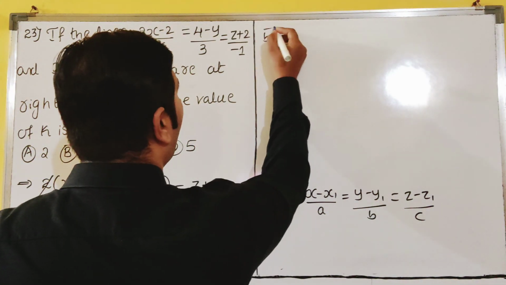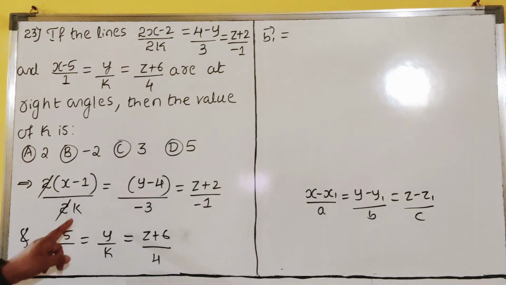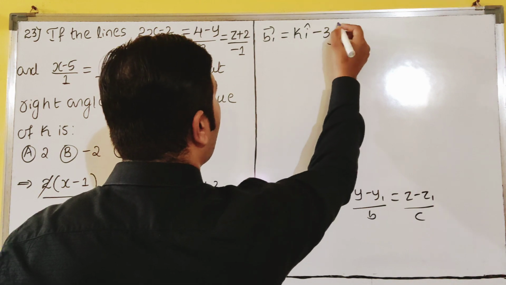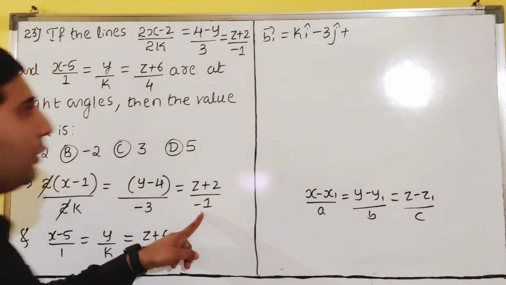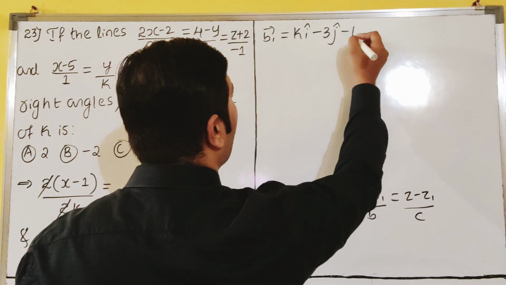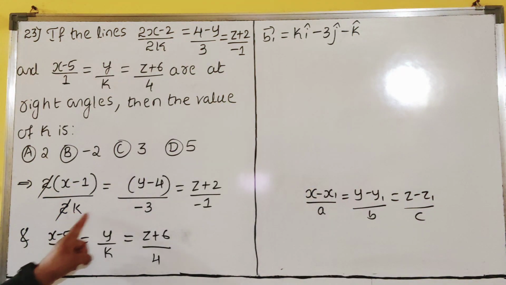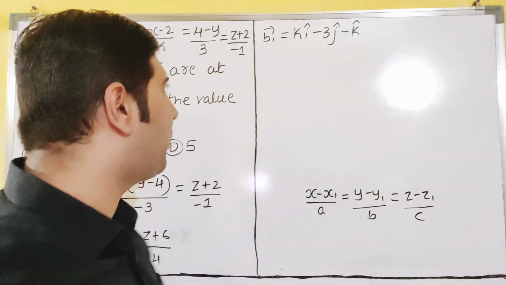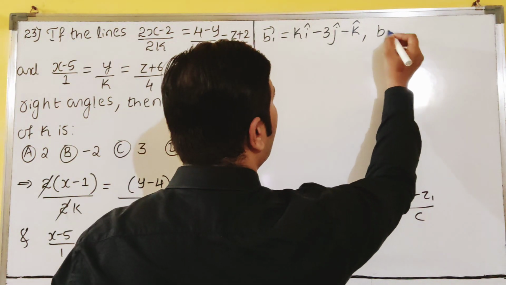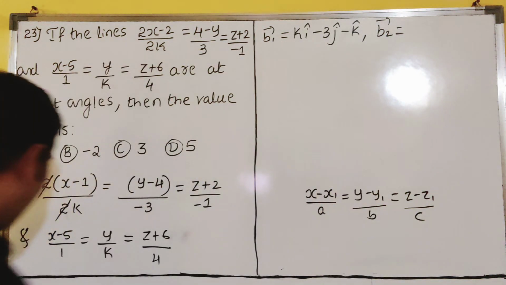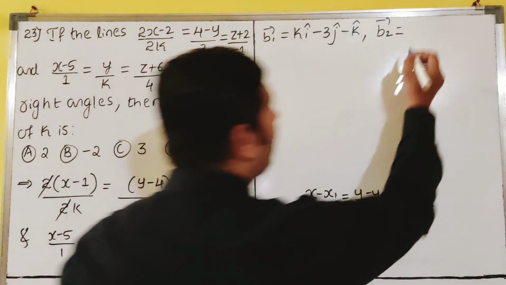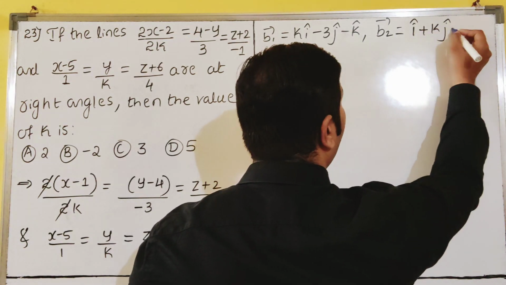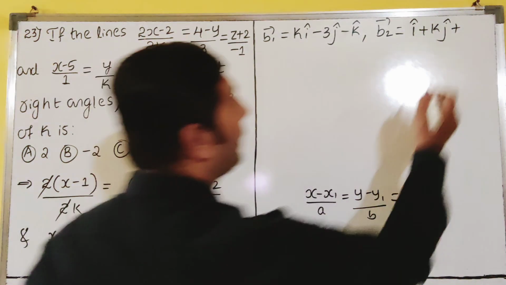So what is b1 here? First you see. Vector b1 is what? b1 is k i cap minus 3 j cap minus 1 k cap. Understood this one? k i cap minus 3 j cap minus 1 k cap. Minus 1 I have not written, no problem. So vector b2 is what now? b2, easily you will say this. b2 is 1, k, 4. So 1 i cap plus k j cap plus 4 k cap.